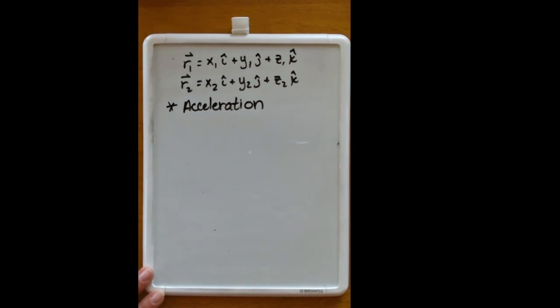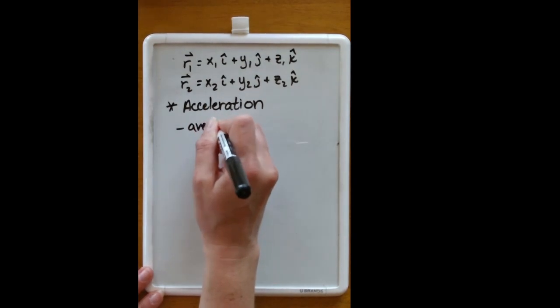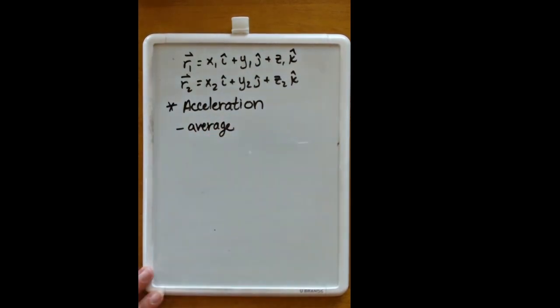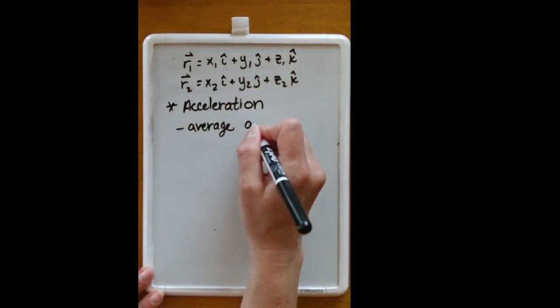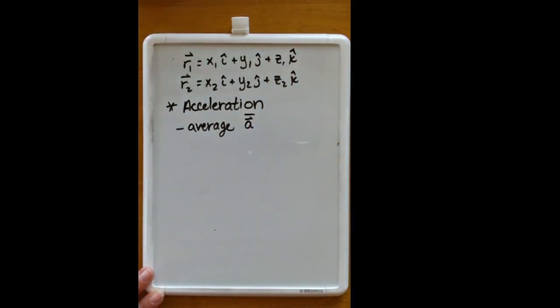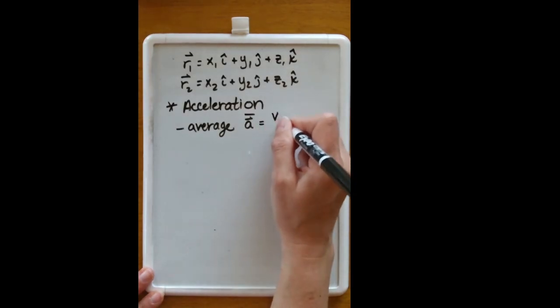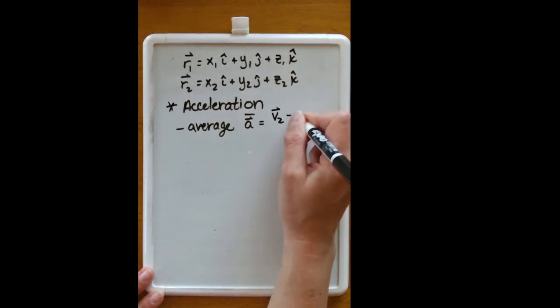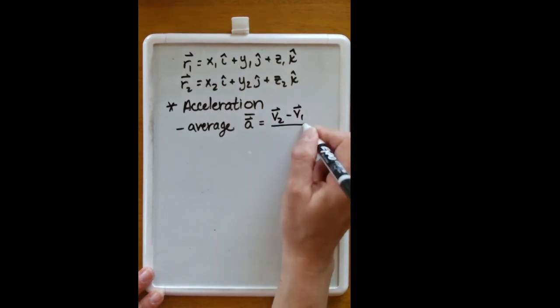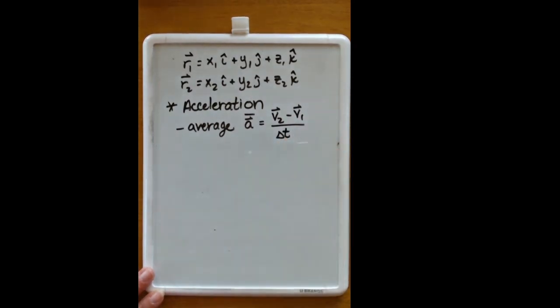So we can also talk about average and instantaneous acceleration. We're going to do very much the same thing. We've got average acceleration, which is going to be our a with an arrow to indicate a vector. With average, we put a bar over the top. And that is the v2 vector minus the v1 vector divided by our change in t.